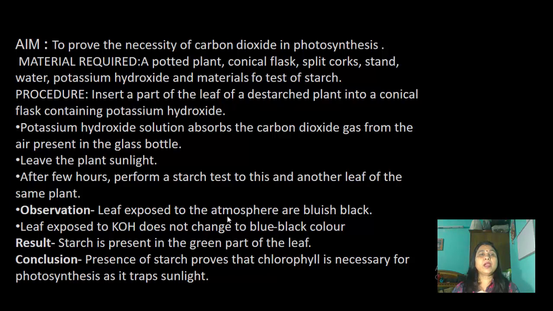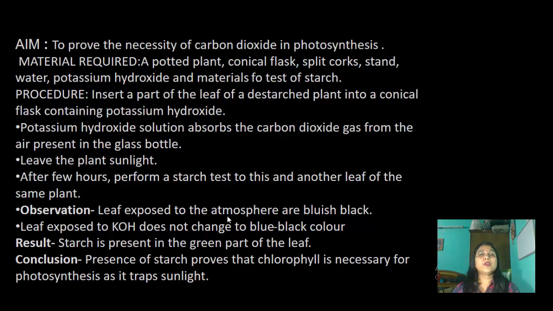Now the next activity is to prove the necessity of carbon dioxide in photosynthesis. What are the materials required? A potted plant, conical flask, the materials are almost the same for all the activities. Split cork, stand, water, potassium hydroxide and materials for the test of starch. What is the procedure? In this, you have to put a part of the leaf of a de-starched plant. De-starched plant means the plant which is kept in the dark for 2 to 3 days. Now, a part of that leaf you have to put into a conical flask containing potassium hydroxide.